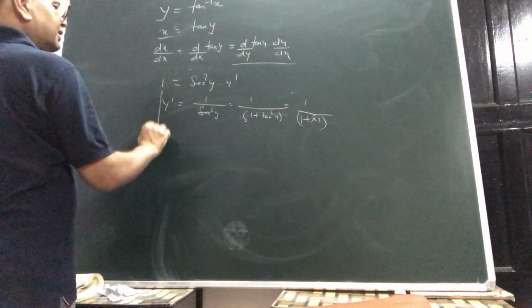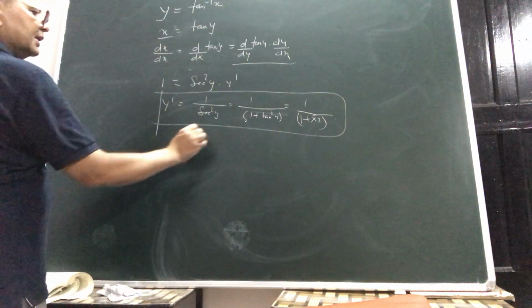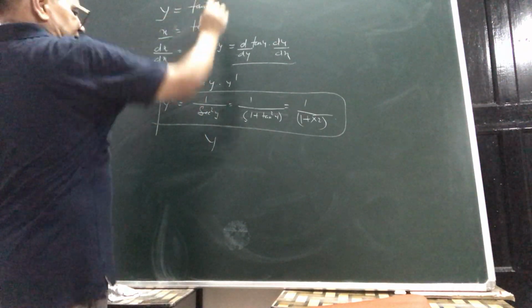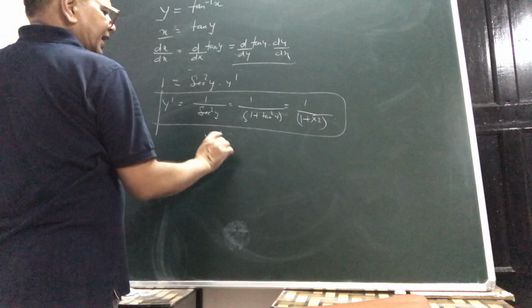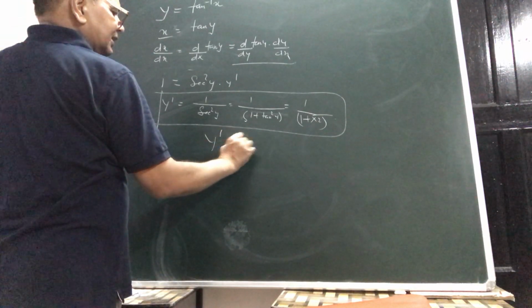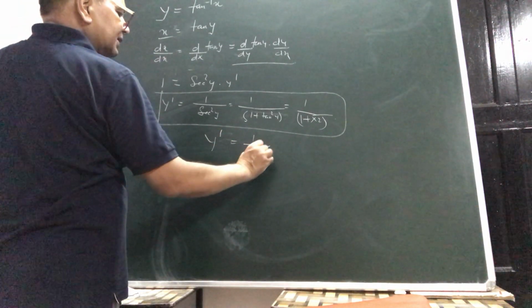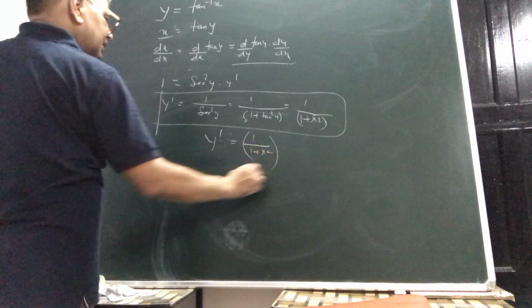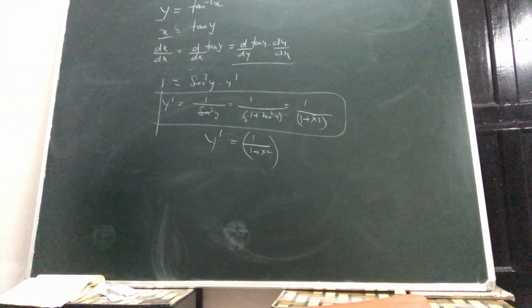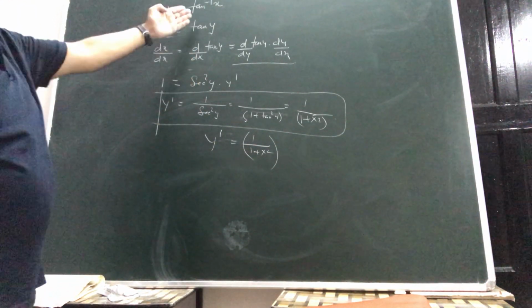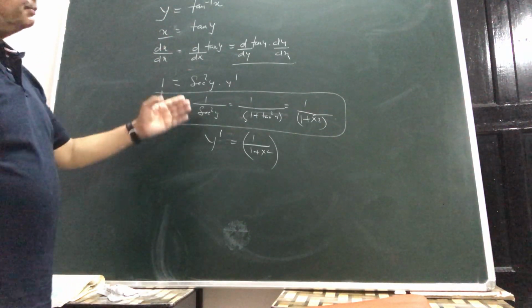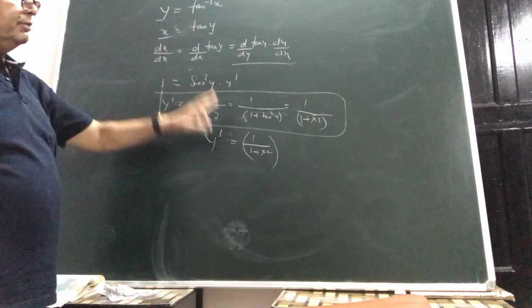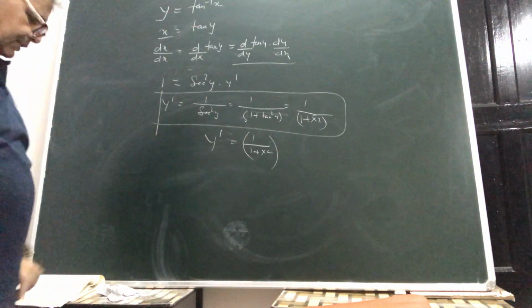So this is the derivative of tan inverse x. dy by dx of tan inverse x is nothing but 1 upon 1 plus x square, or x square plus 1, the same thing. Similarly, it's quite easy to show that the derivative of cot inverse x will be minus 1 upon 1 plus x square.